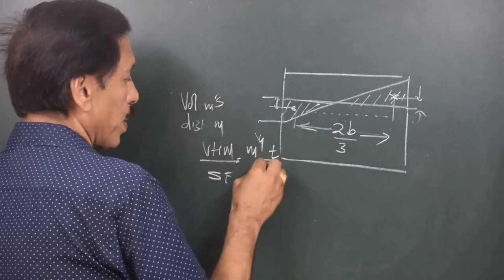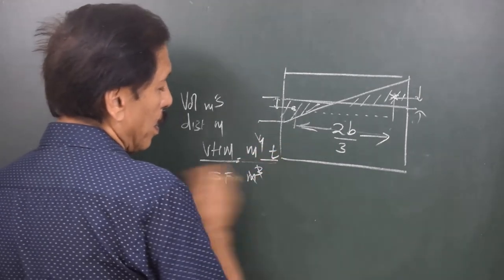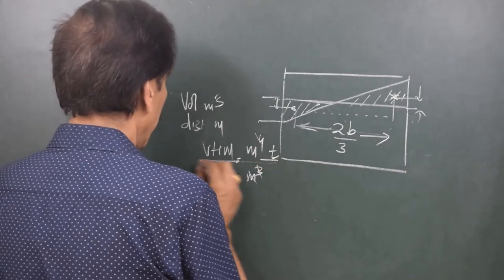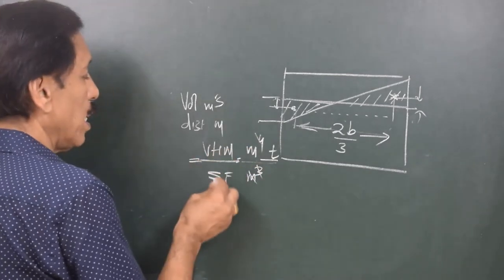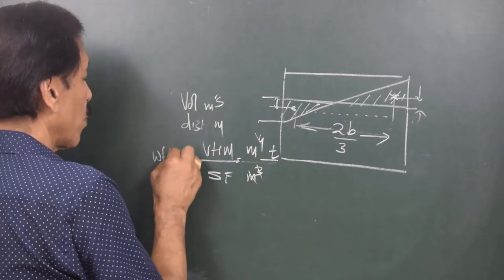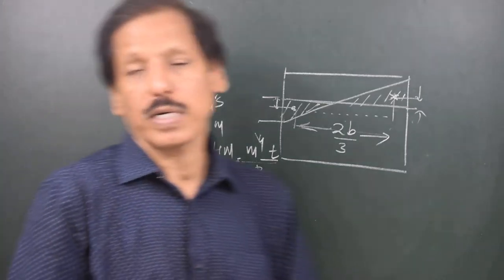Which means when you cancel meter cube against meter cube, we get volumetric heeling moment divided by stowage factor as weight heeling moment. So the unit of weight heeling moment is tons meter.